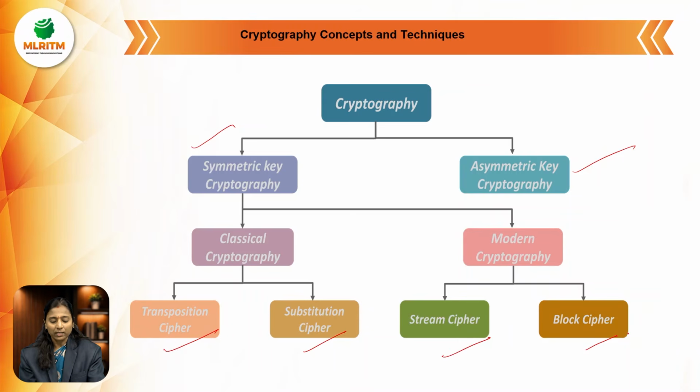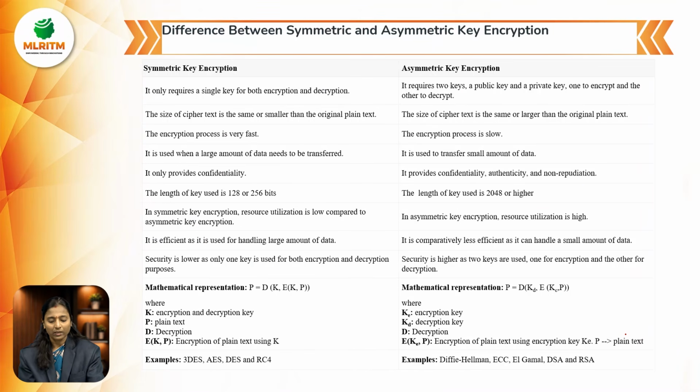Okay, we will see the differences between the symmetric key and the asymmetric key. Symmetric key allows a single value for both encryption and decryption. Only one key. But while coming to the asymmetric key, it requires two keys, a public key and a private key, for encryption and decryption. The size of the ciphertext should be smaller than the original plain text in asymmetric, but in symmetric the size of the ciphertext is the same as the original plain text.